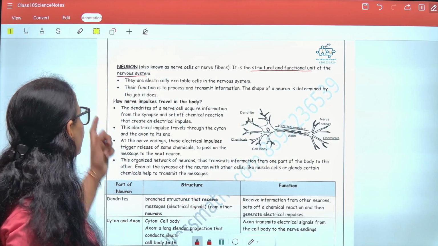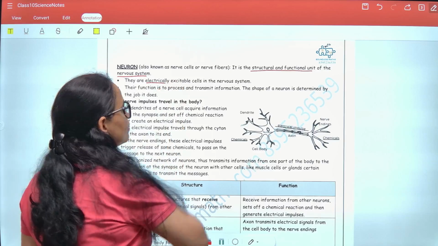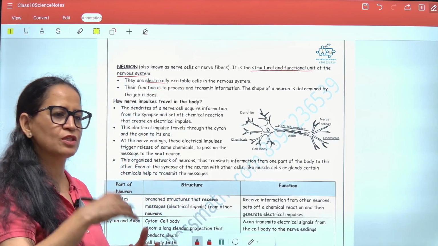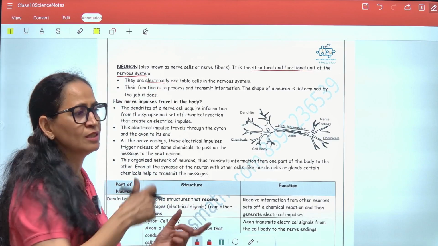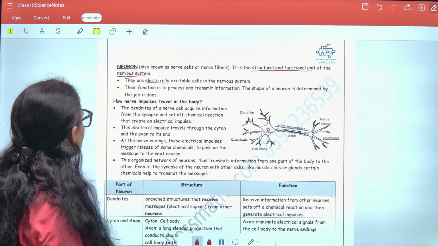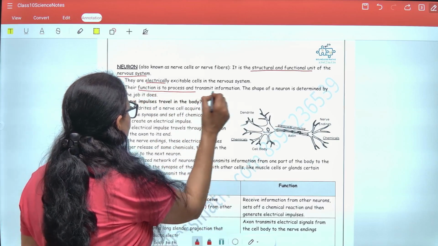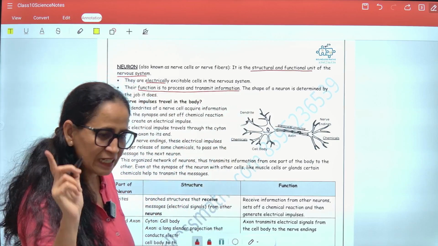These neurons carry electrical impulses from the sensory organs to the brain or the spinal cord, and then again back from there to the muscles and glands. So the function is to process and transmit information in the form of electrical impulses.